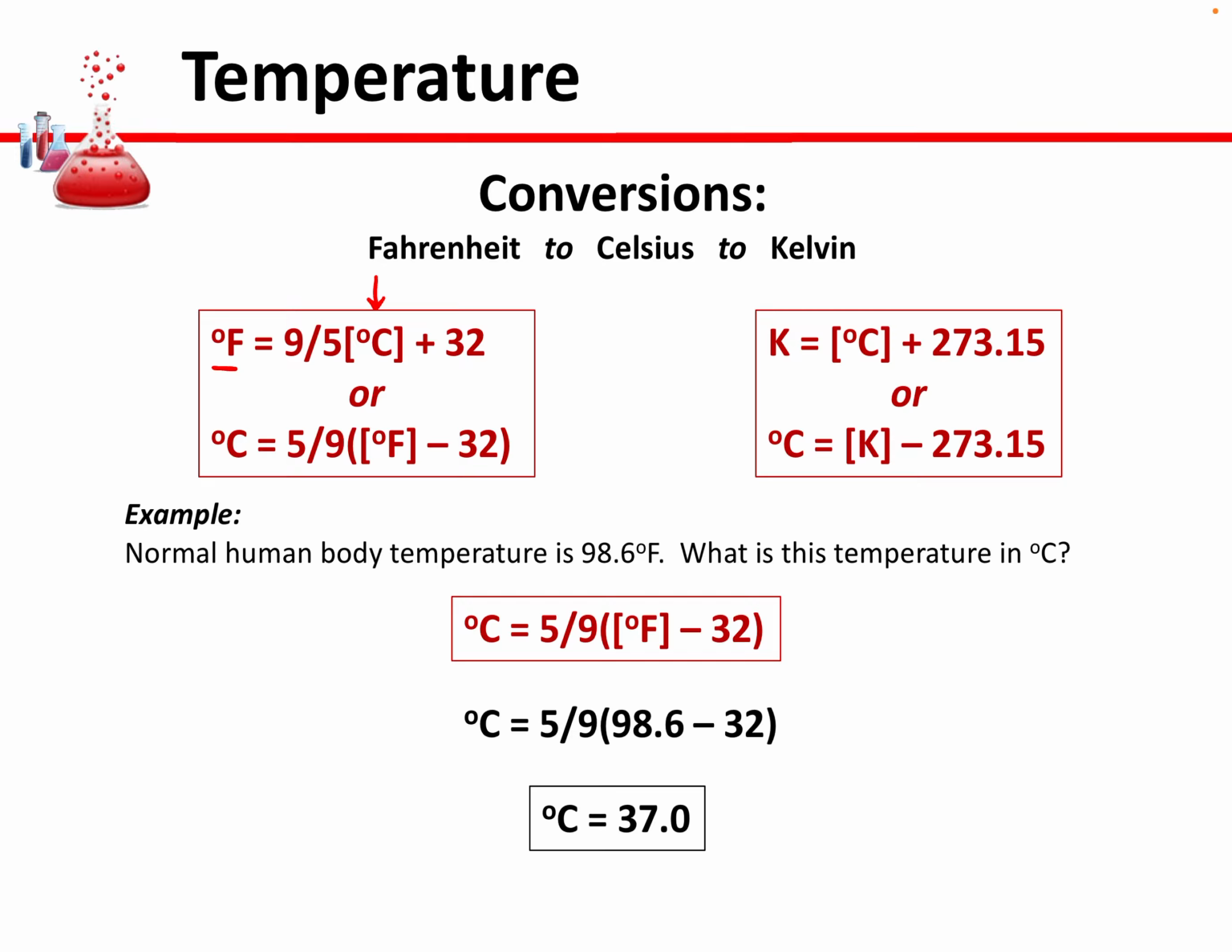Or if I have Fahrenheit, and I want to figure out what that is in Celsius, I can plug it in. I can subtract the 32 first, and then multiply it by 5, divide it by 9, and I'll get Celsius. So these are my conversions from Fahrenheit to Celsius. Once I have that, it's easy to go to Kelvin from there using my conversion for Celsius to Kelvin.